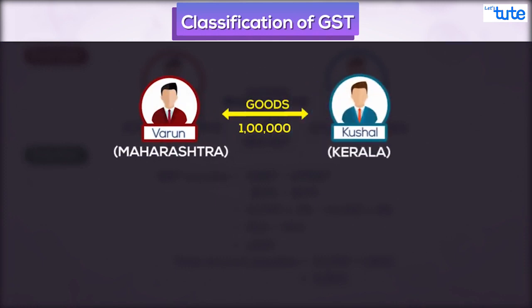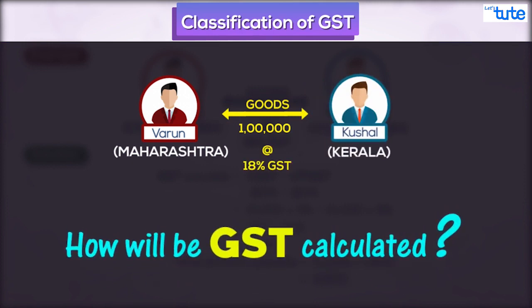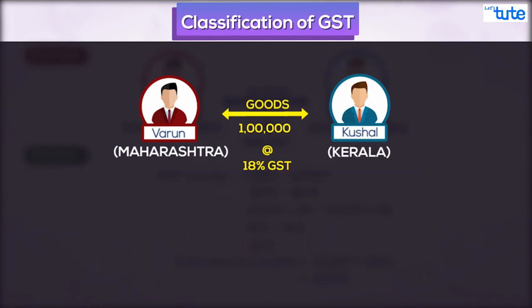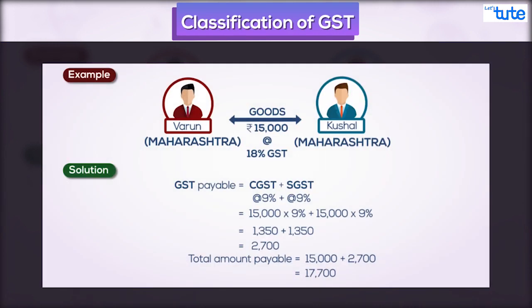Now consider that a businessman Varun from Maharashtra has purchased goods worth 1 lakh from Kushal of Kerala at 18% GST. How will be the GST calculated and the total amount payable? Did you notice something here? Yes, here this is a transaction that took place between the 2 different states, that is Maharashtra and Kerala, which means SGST or UTGST and CGST will not come into picture, as they both are considered only when the transaction is within the state or within the union territory.